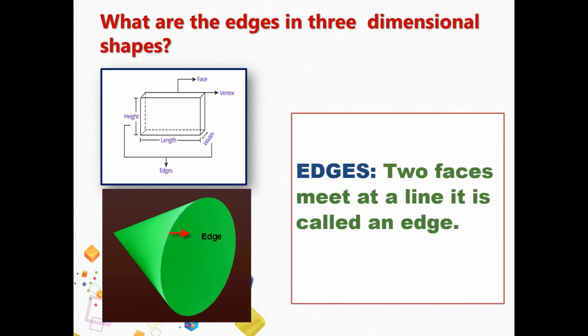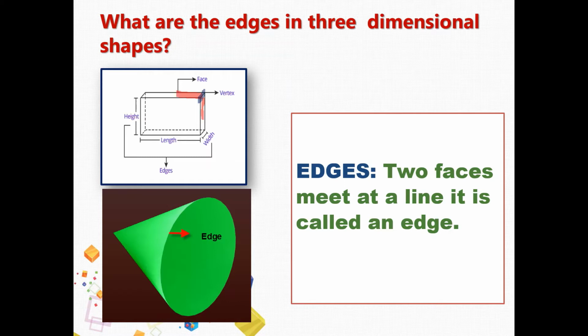So let's learn what are the edges in three-dimensional shapes. When two faces meet at a line, it is called an edge. So let's look at this 3D shape here. We have one face over here and we have another face over here. And can you see they are meeting at a line? Yes. So this line here is called an edge. And there are so many edges here formed by other faces.